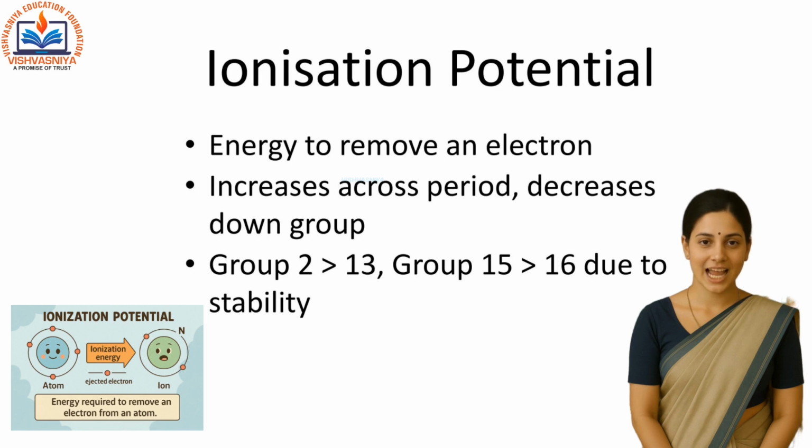Second, ionization potential, IP. It's the energy needed to remove an electron. Increases across a period. Decreases down a group. Group 2 elements have higher IP than group 13. Group 15 is also unusually high due to half-filled stability.